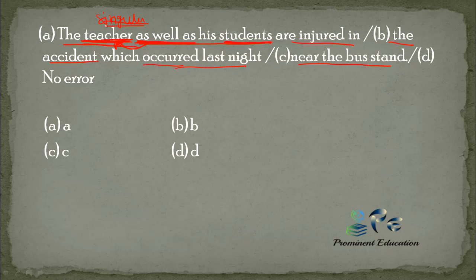So the verb used should be singular. Now look at the rest of the sentence. "His students are injured" is written. I have already told you the subject is singular, so the verb used should be singular. Here "are" is wrong because it is plural. So part A contains the error, so my answer is part A.